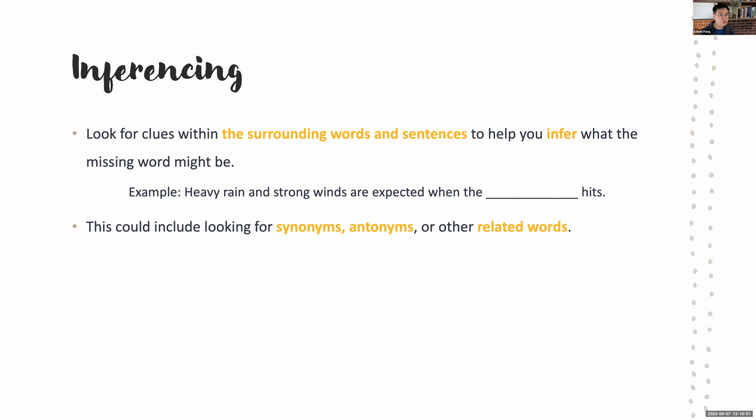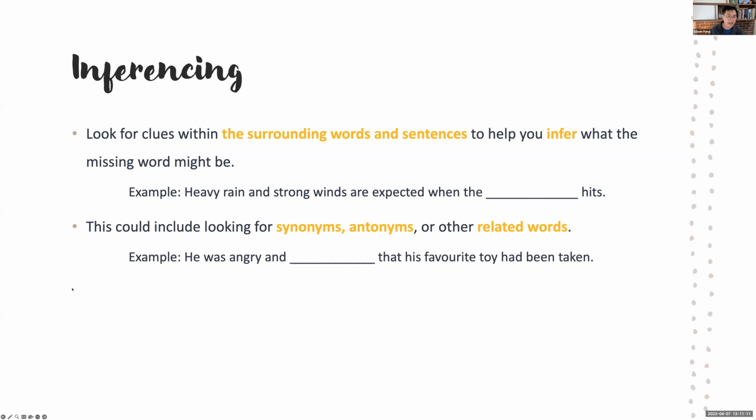Antonyms, on the other hand, are usually connected with a but, right? He was sad but reassured by what had happened. So there are two opposing or antonymous words. Okay, so synonyms and antonyms can be powerful clues. Let's look at this example. He was angry and that his favorite toy had been taken.